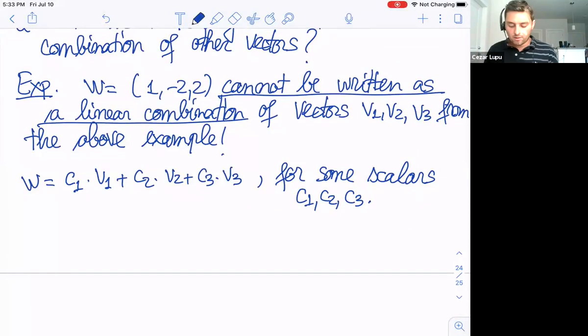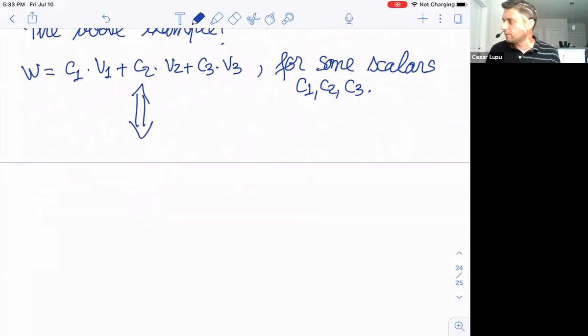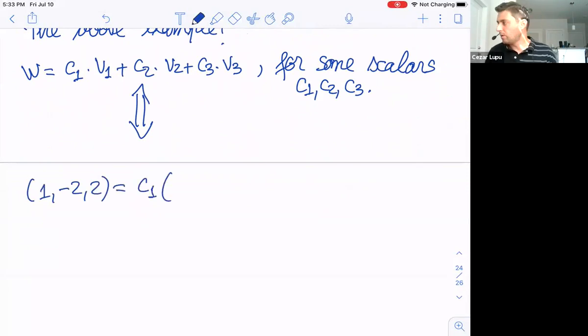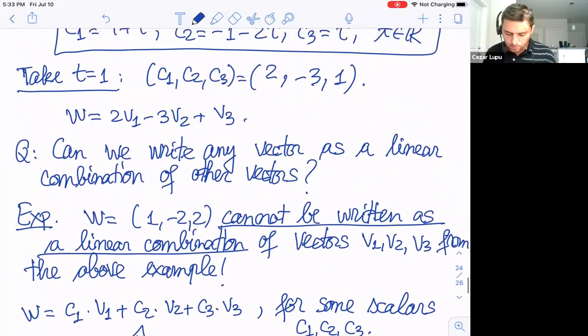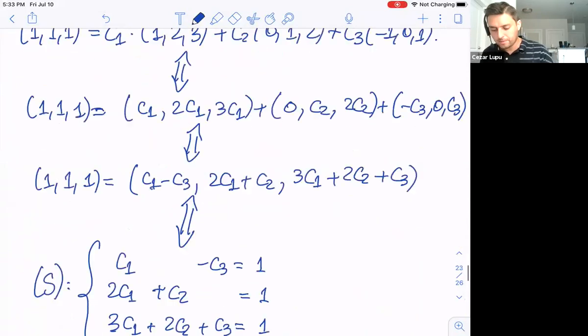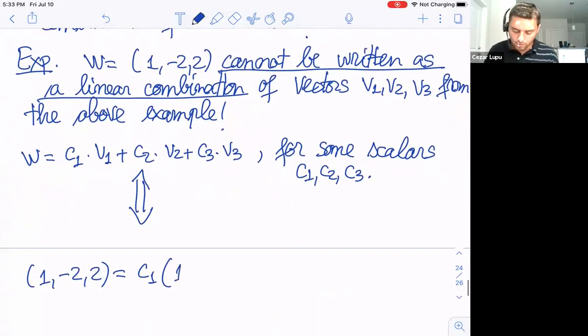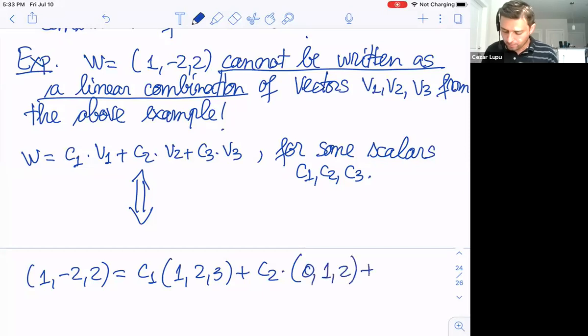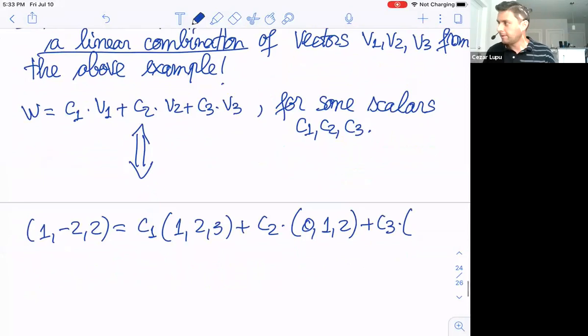So let's see what this means. This is equivalent with: the vector 1, negative 2, 2 equals C1 times V1, which was 1, 2, 3, plus C2 times 0, 1, 2, plus C3 times, the last one, negative 1, 0, and 1. So that is the linear combination.